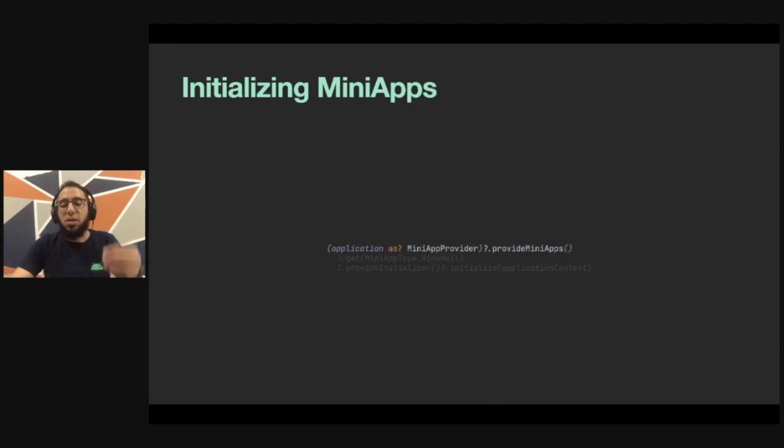And then when I click on, for example, the ride-hailing tile, I can then do something like cast the application as a mini app provider, and if it is, I can say, give me your mini apps, give me the ride-hailing mini app, and then give me the initializer for it and initialize it with the app context. And at this point, whether we are inside of the SuperApp or inside of one of the containers, it becomes possible to actually get a particular mini app and initialize it at that point, right?